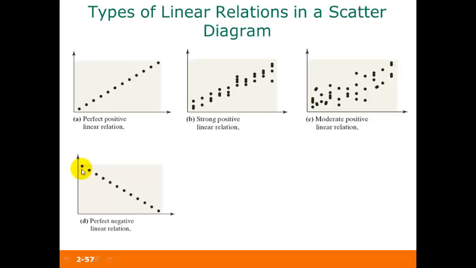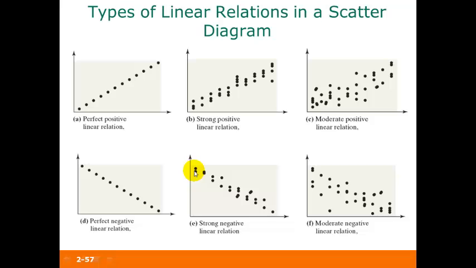Here are the other types of linear relationships we can have. This one, again, since we have a perfect straight line pattern, but it's going down from left to right, this would be a perfect negative linear relation. And then here we have a strong negative linear relation because the straight line pattern is still fairly obvious. And in this one, the straight line pattern is quite a bit harder to see. So this would be a moderate negative linear relation.